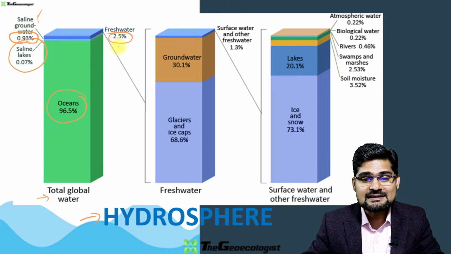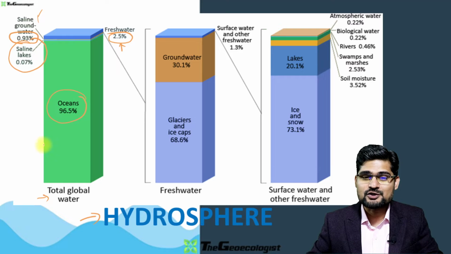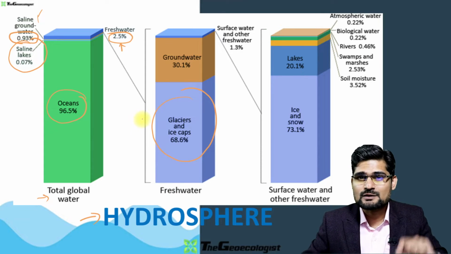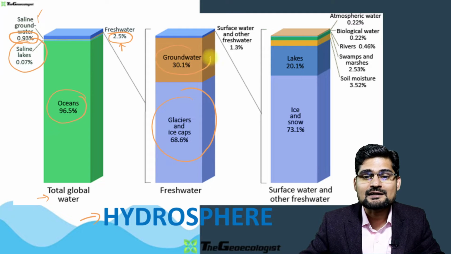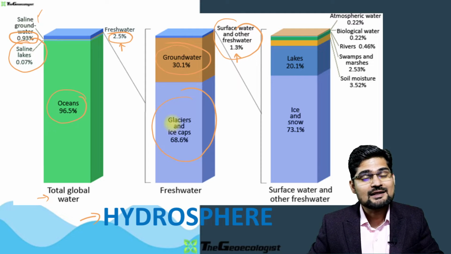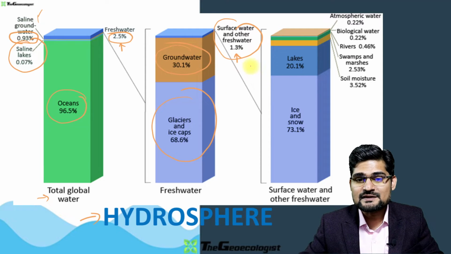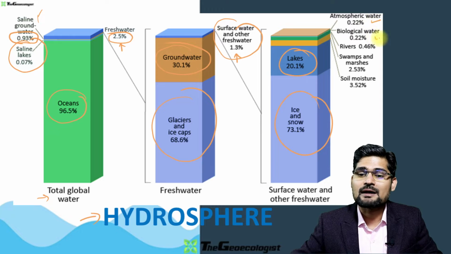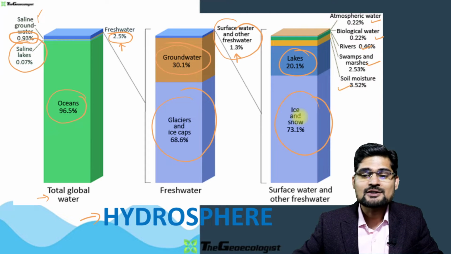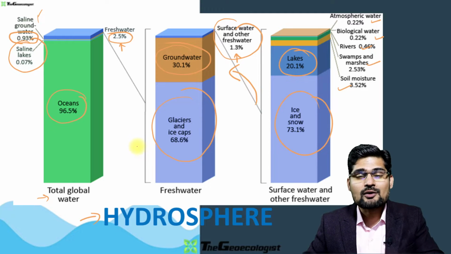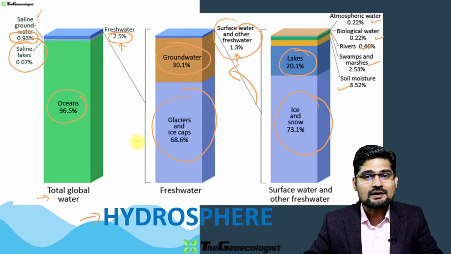And out of these 2.5% of fresh water, you will observe glaciers and ice caps are 68.6%, almost 67%, and groundwater is 30%, right? And then you have surface water, which is merely 1.3%. So if you observe what's happening again, from the surface water, you have ice and snow 73%, lakes 20%, and then you have atmospheric water, biological water, rivers, swamps, marshes, soil moisture. And this is where we are concerned in hydrology. We're talking about all these kinds of components where water is distributed.